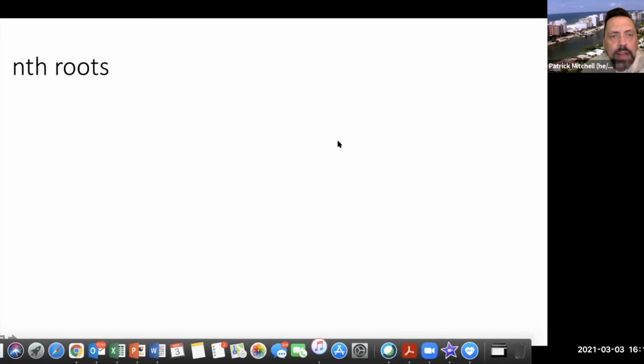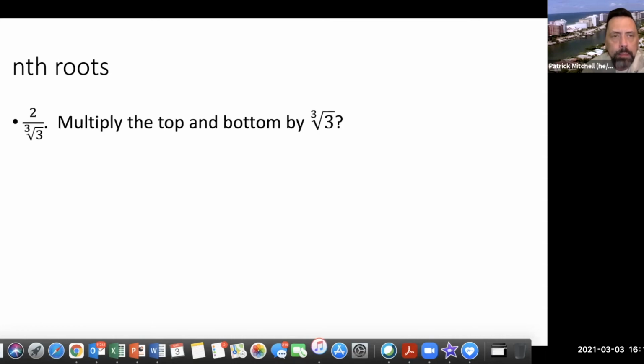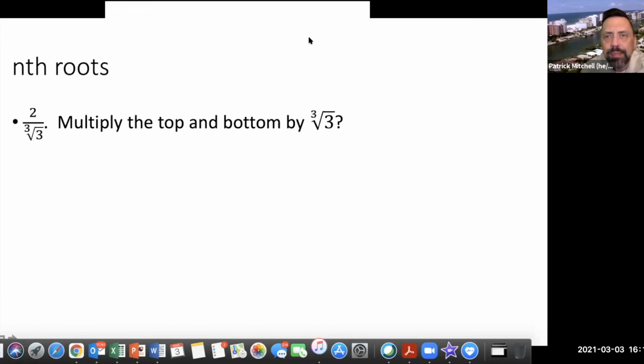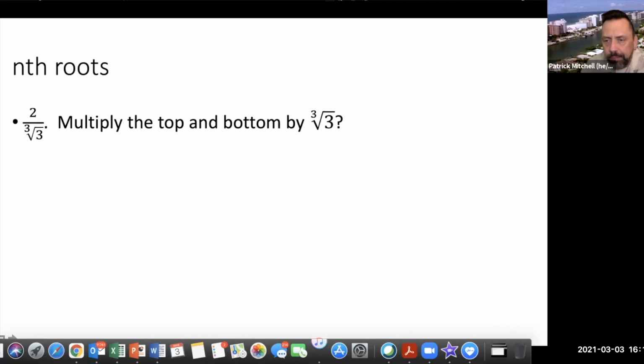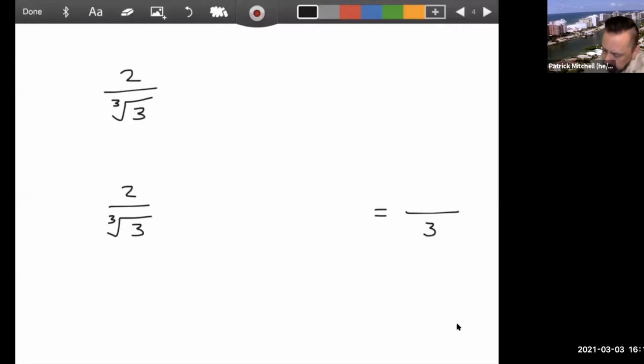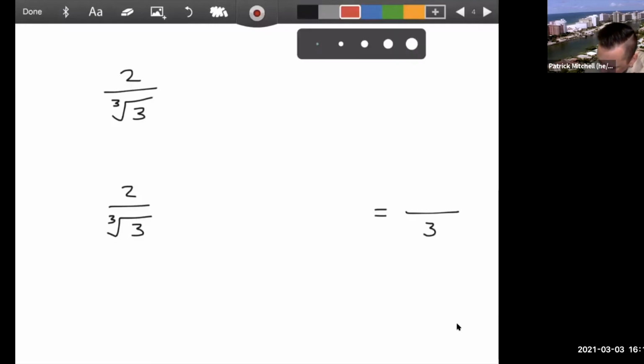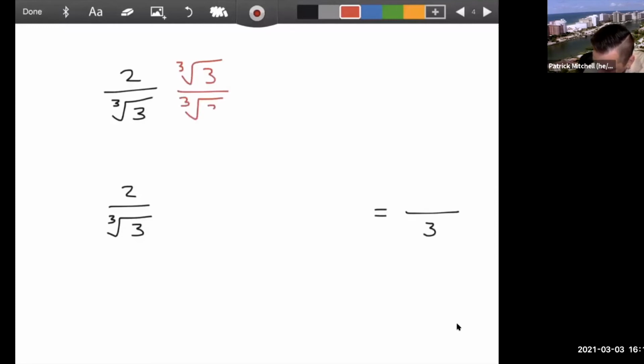All right, so now let's look at simplifying or rationalizing denominators involving nth roots. For example, 2 over the cube root of 3. So after what we've just been through, you might think, oh, okay, no problem. Just multiply the top and the bottom by the cube root of 3. Would that work? Well, let's see. Let's try it. Okay, so I'm going to try multiplying the top and the bottom by the cube root of 3. Upstairs, that's going to give me 2 times the cube root of 3.